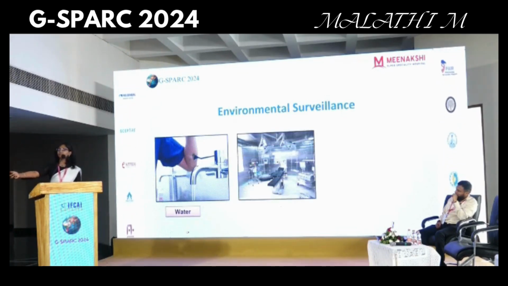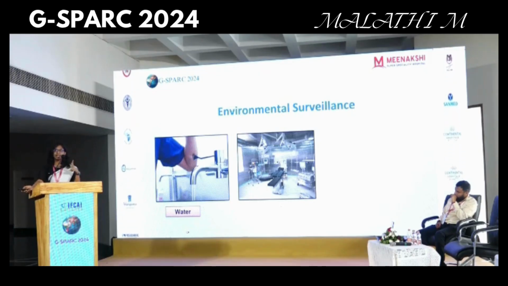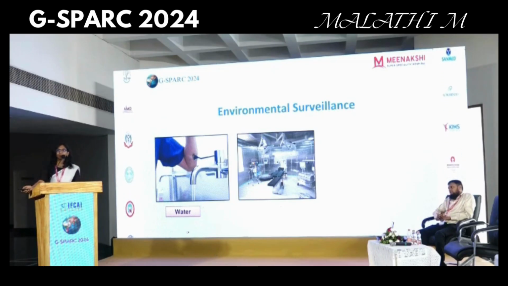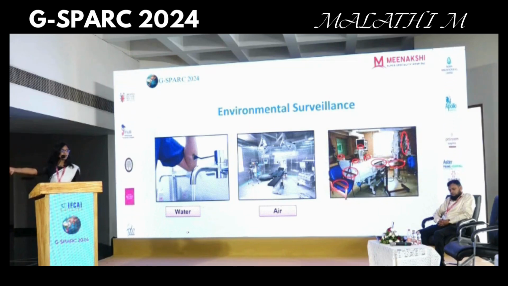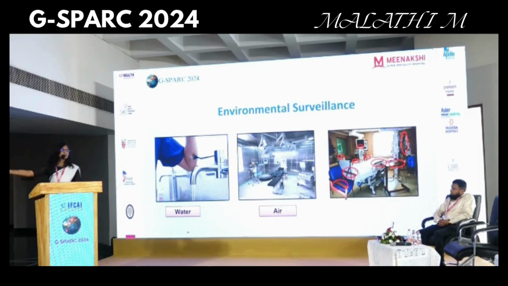So why are we doing this? Because as I told, HAI comes from two sources. One is exogenous and one is endogenous. Endogenous is like MRSA, all those things that we talked about. Exogenous is the hospital environment. So we should make sure that our hospital is free from infections. We are not giving infections to patients. For that, we have to screen all the sites. One is water, second is air, and third is the hospital environment, especially the high-touch surfaces.